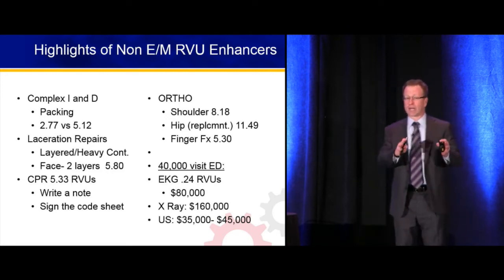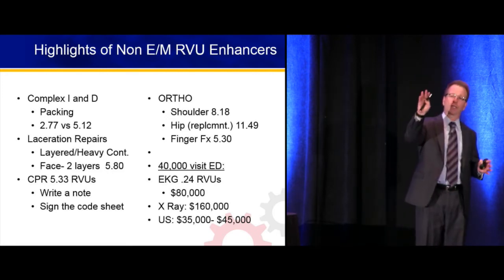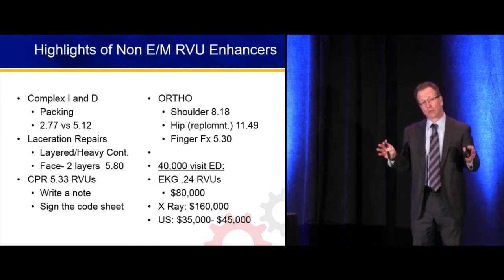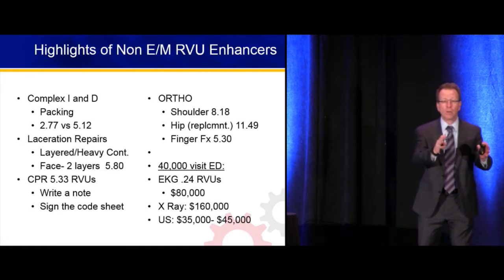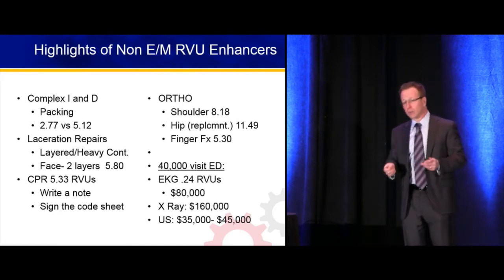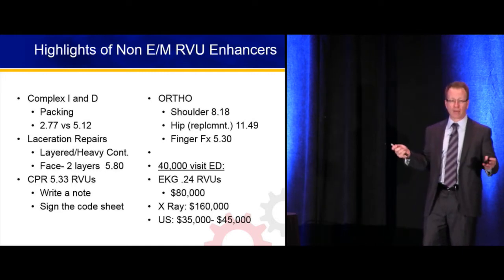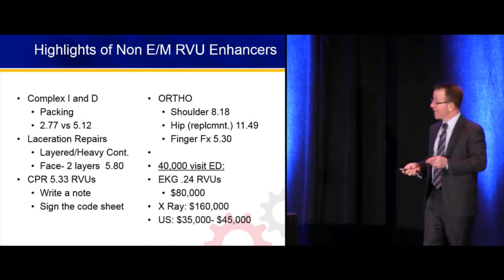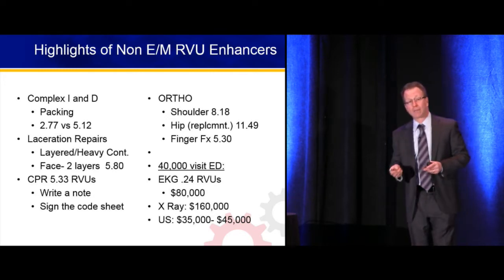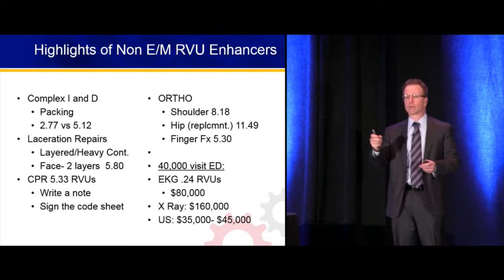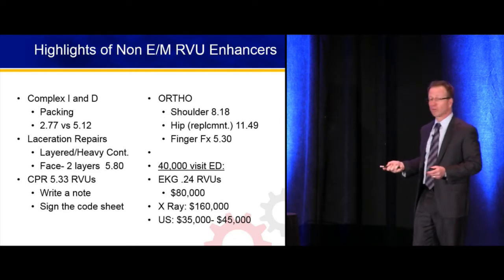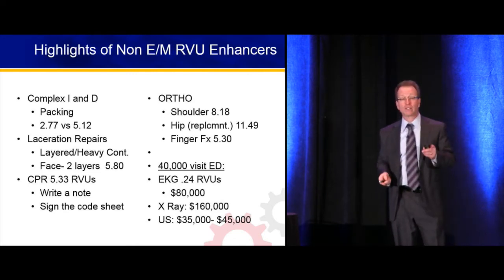Lacerations are valued based on the location. We talked about the difference between, let's say, the face and the fingers. And one of the biggest differentiators in laceration repair is when you go from a simple to an intermediate repair. And there are two ways that that happens. One is you close it in two layers. Fine, that's obvious. It's typically documented. The second is that it was a single layer closure, but it was heavily contaminated, and we picked debris out of the wound. There was some gravel, let's say, in the wound. A two layer facial repair, 5.80 RVUs.